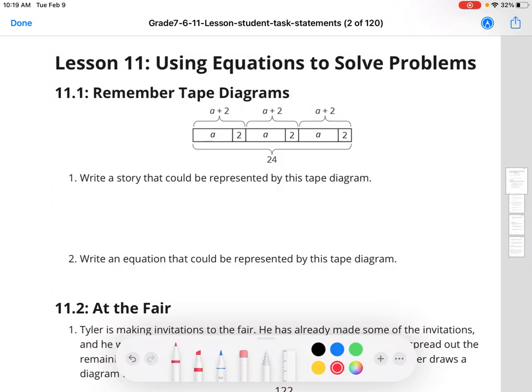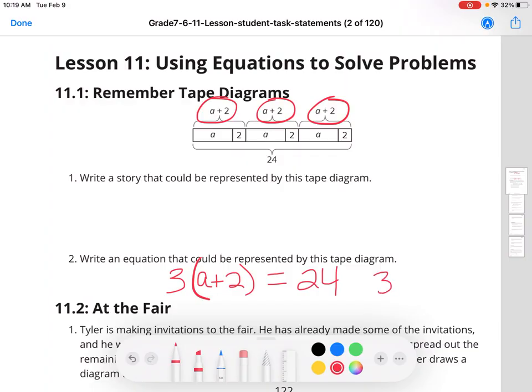So I know I have 3 sets or 3 groups of the same thing. So I have a plus 2, and I have 3 groups of that. And I know those 3 groups give me a total of 24. So my equation would be 3 times a plus 2 is equal to 24. Or you could write 3 times a plus 6 is equal to 24. And once you apply the distributive method, that's the exact same equation.